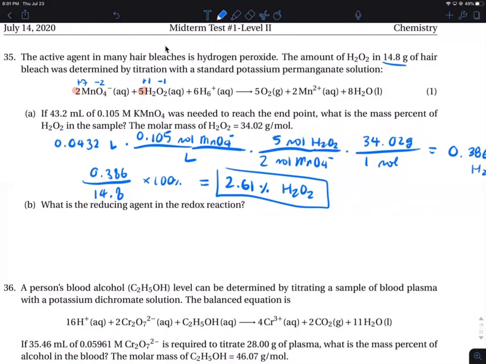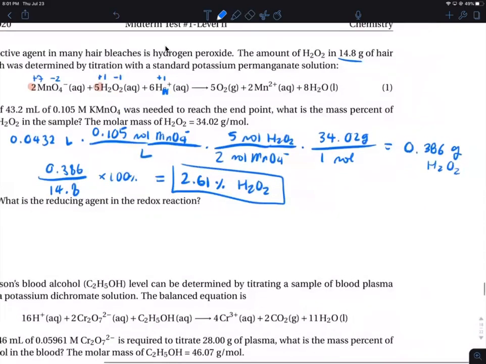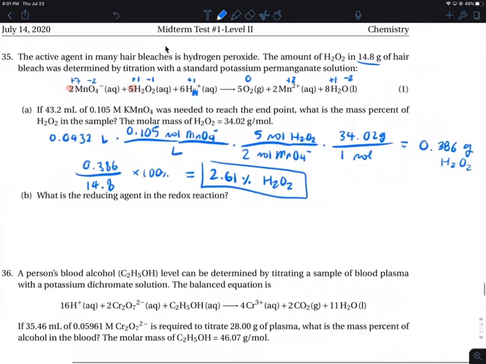Oh, I think this is a typo. I don't think that should be there. It doesn't make sense. So it's +1 for H, and O2 is 0. This is +2, -2, +1. All right, let's see what is being oxidized.